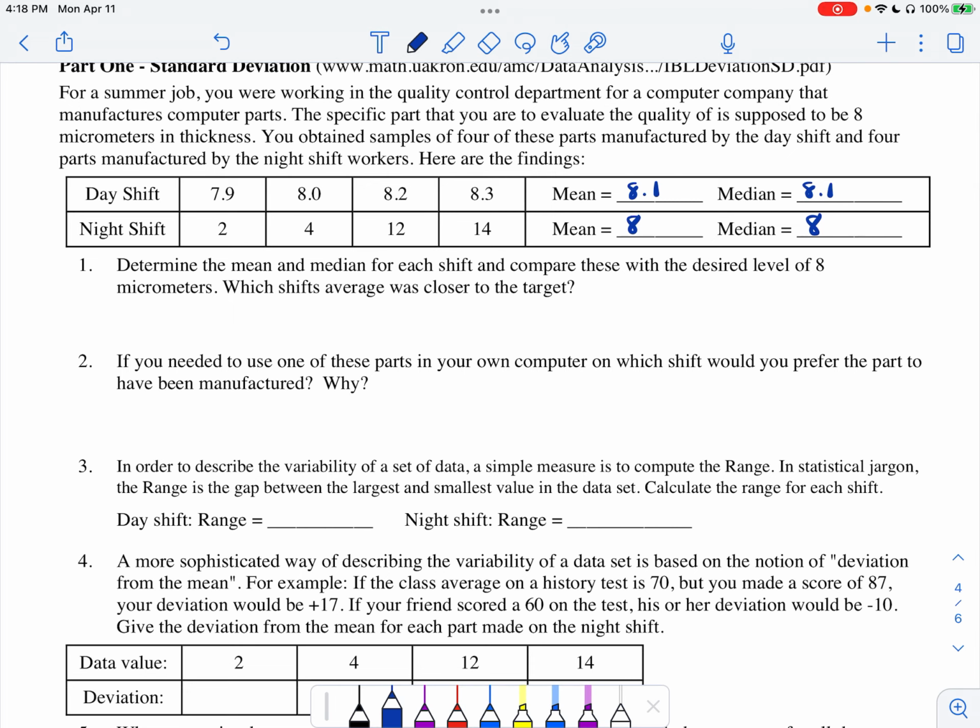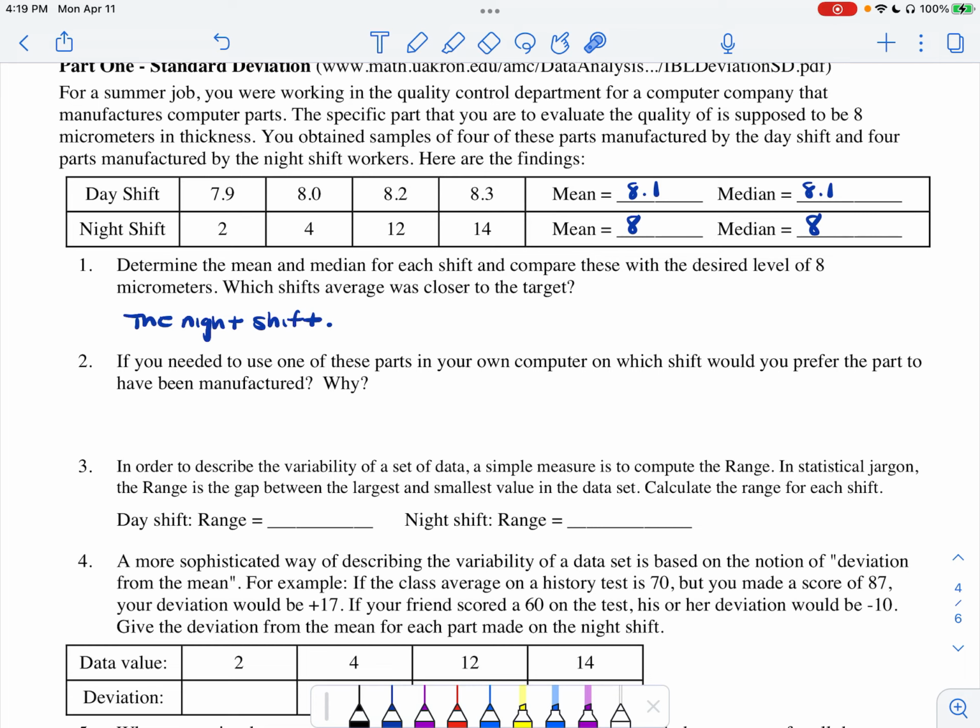So this first question is asking us which shift's average was closer to the target. Well, if we're looking just at the averages, the night shift's average was closer to the target. But as you can see, just by looking at these numbers, there's obviously more to the story than just what the average is. So the second question here asks us, if you needed to use one of these parts on your own computer, on which shift would you prefer the part to have been manufactured?